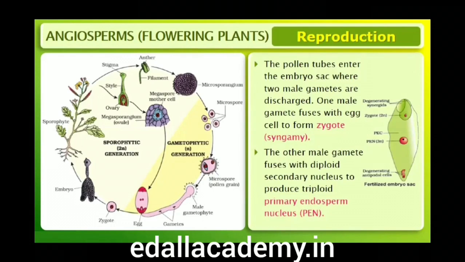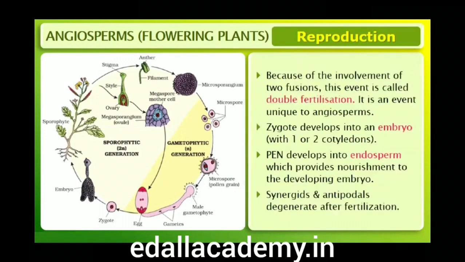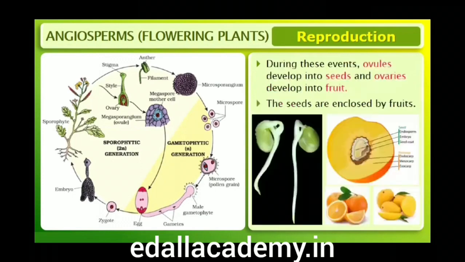The other male gamete fuses with the diploid secondary nucleus to produce the triploid primary endosperm nucleus, PEN. Because of the involvement of two fusions, this event is termed as double fertilization, an event unique to angiosperms. The zygote develops into an embryo, with one or two cotyledons, and the PEN develops into endosperm which provides nourishment to the developing embryo. The synergids and antipodals degenerate after fertilization. During these events the ovules develop into seeds and the ovaries develop into fruit.